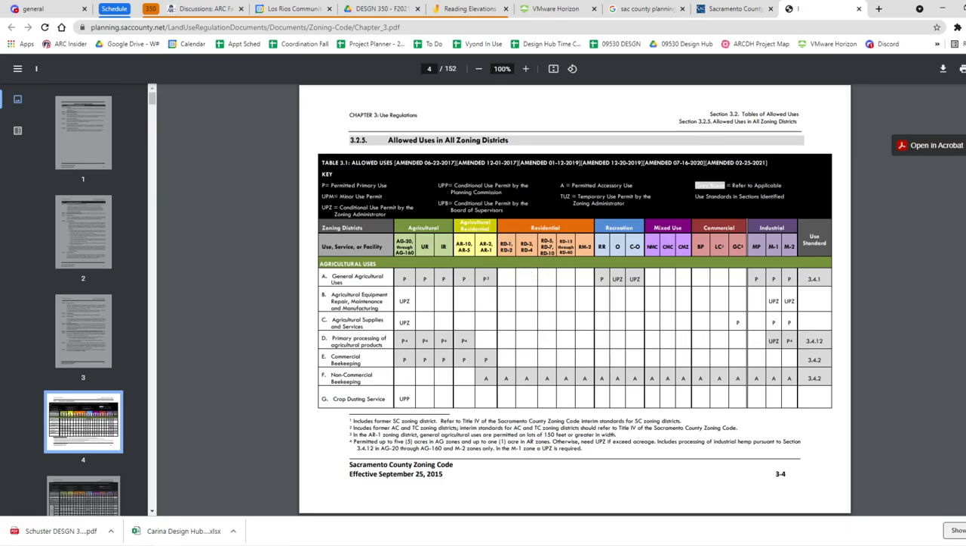The one thing that's required on this SB9 is that the owner must be in residence for something like 2 or 3 years. Now, we know people get around that all the time. But it's still got some good legs behind it, and it should help out. Okay. Any questions on reading these zoning codes and what they are?